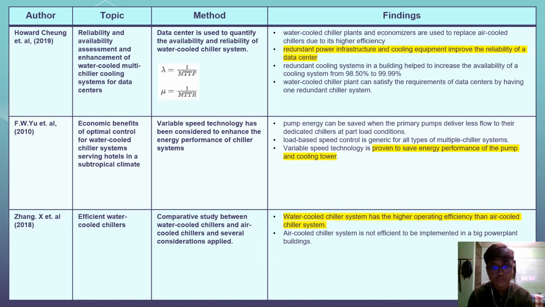Moving on to the last literature review, these authors focus on the classification of efficient water-cooled chiller systems. They compared the performance of water-cooled chiller and air-cooled chiller systems with several considerations being applied. They concluded that the water-cooled chiller system has higher efficiency while operating than the air-cooled chiller system, and is likely more suitable for a bigger power plant building than the air-cooled chiller system.